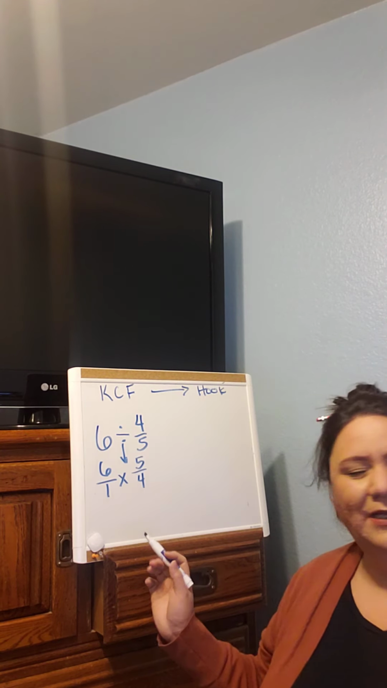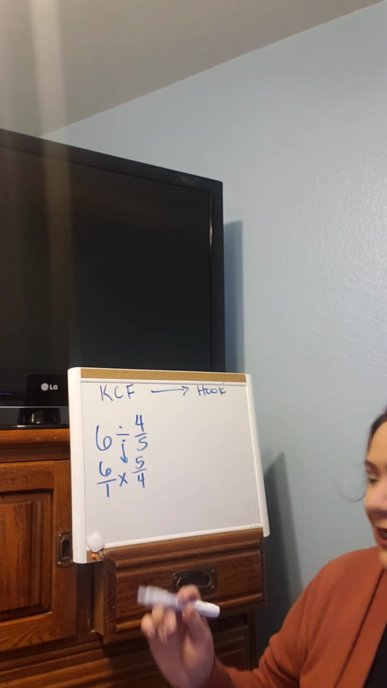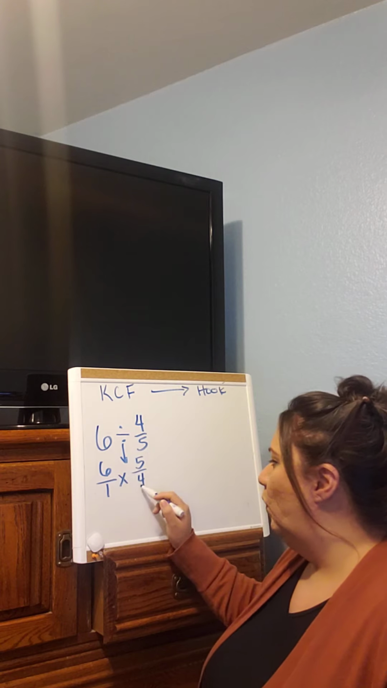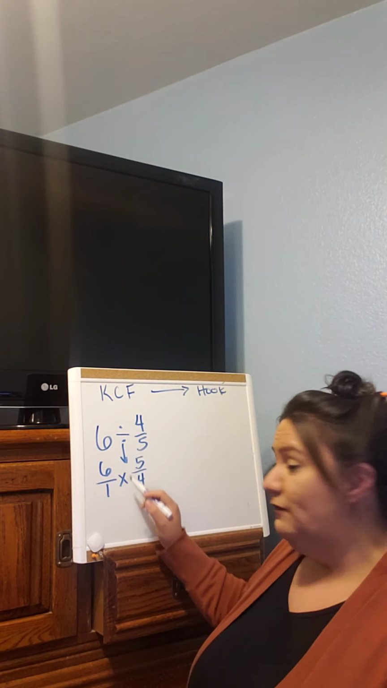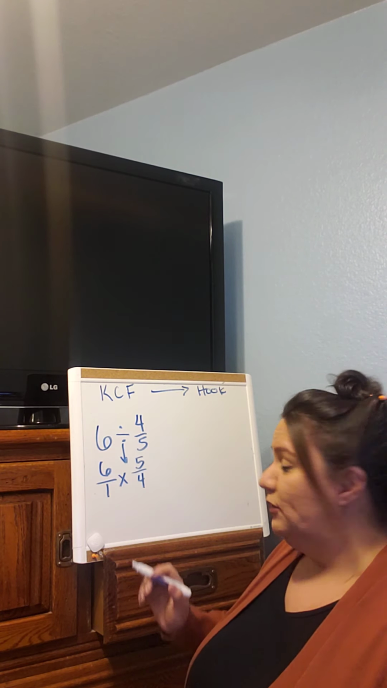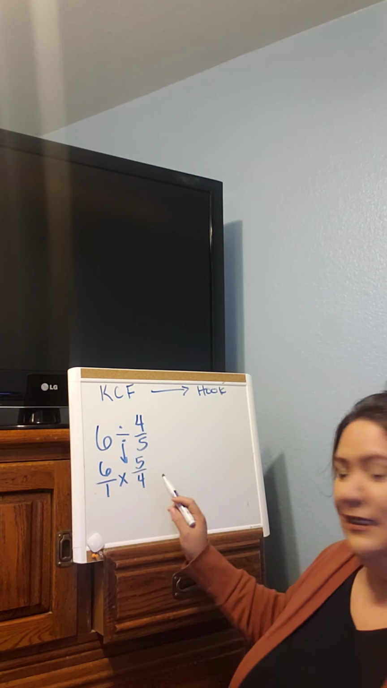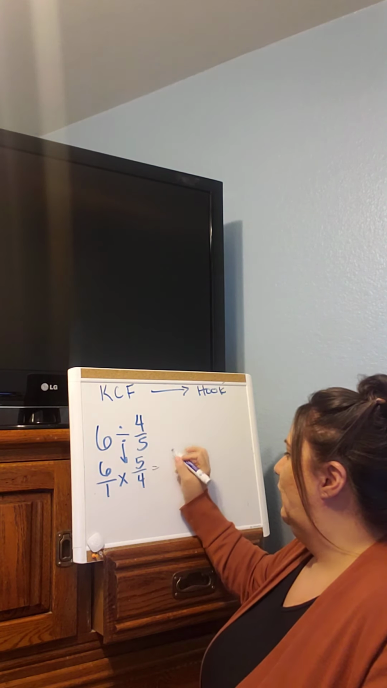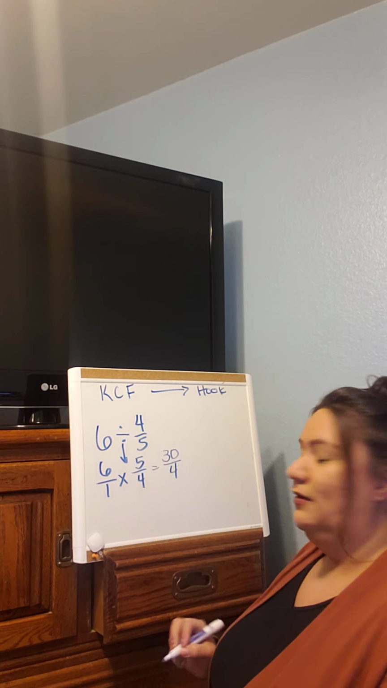We could kind of reduce by 2's, but we're only reducing when it's the actual, like if 4 can go into 6. We don't have a 2 down here, so we're not asking if 2 can go into 6 or 2 can go into 4. So we're just going to multiply straight across. So we're going to have 6/5, which is going to equal 30. 4/1 is 4.